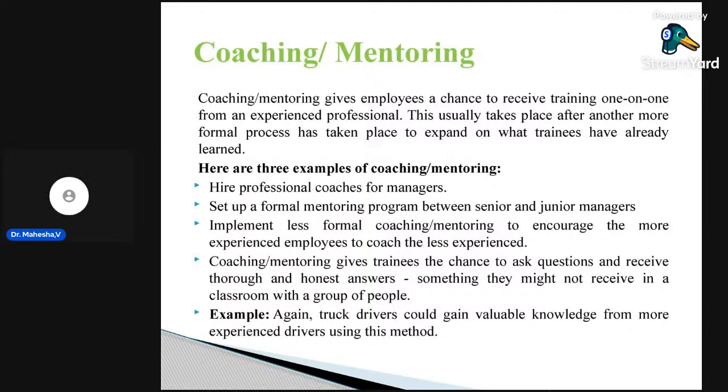Example: again, a truck driver could gain valuable knowledge from a more experienced driver using this method. You might have seen, in the case of long-trip truck drivers, cleaners are given a chance to ride the trucks, especially on the Bangalore Mumbai highway. If you have seen, after crossing Ariyar and Davangere, this is quite common. In the night journey, they give the chance to the cleaners. This is the best example for coaching or mentoring.